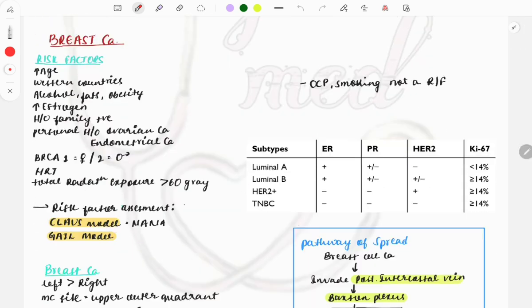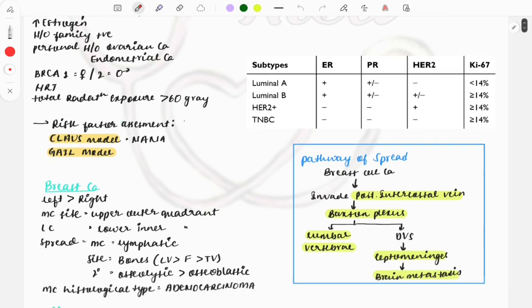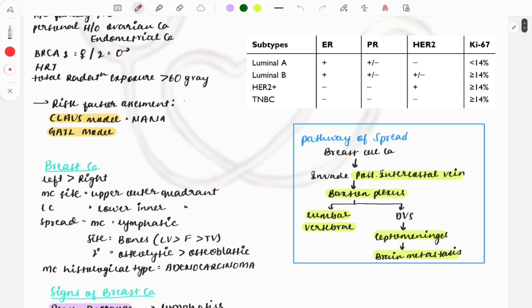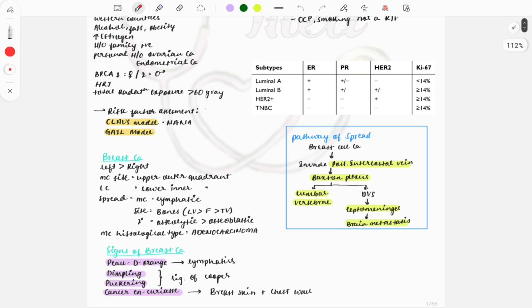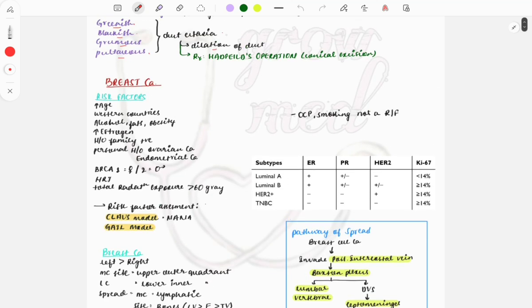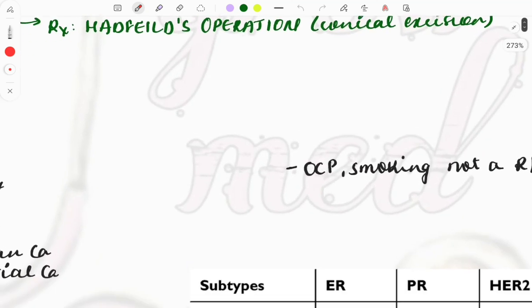Then moving on to breast cancer. For breast cancer, you need to know the risk factors as well as other things, like the most common site, and all those things which are asked in the exam, and we'll discuss them one by one. Especially those who are repeaters, who have already given 2-3 attempts, you will be most familiar with all the things you must read.